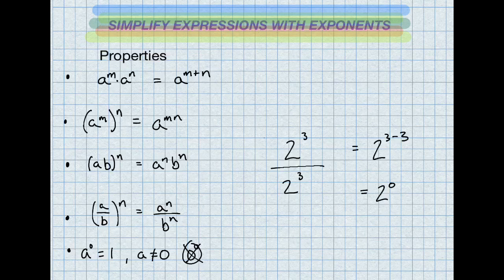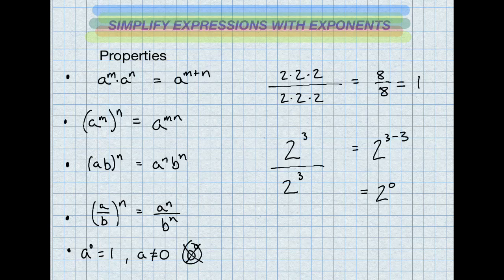So what we're saying is that 2 cubed is 2 times 2 times 2 divided by 2 times 2 times 2. Okay, that's 8 over 8. We know 8 divided by 8 is 1.